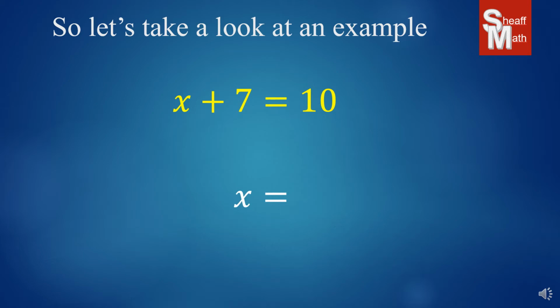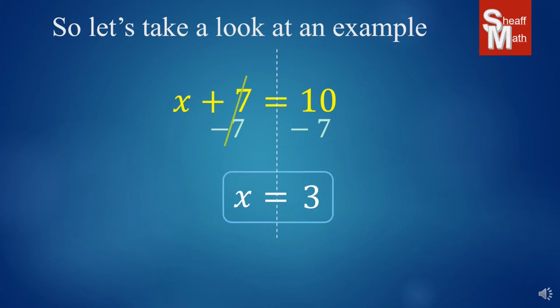So x is there with plus 7, and I want to get rid of plus 7, so I do the opposite of plus 7. I undo it, so I'm going to subtract 7. But what I do on one side, I have to do on the other, so I'm going to subtract 7 on both sides. By doing that, I cancel out that plus 7, and I'm left with my x at the bottom. Then 10 minus 7 is 3, and you have your answer. If you want to go back and check, 3 plus 7 equals 10, so you're correct here.